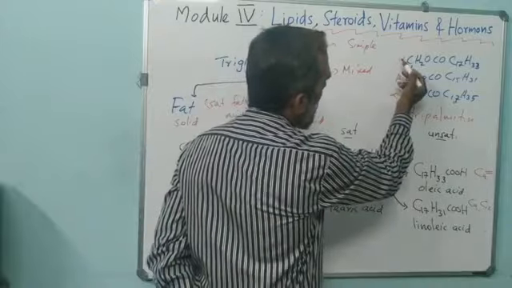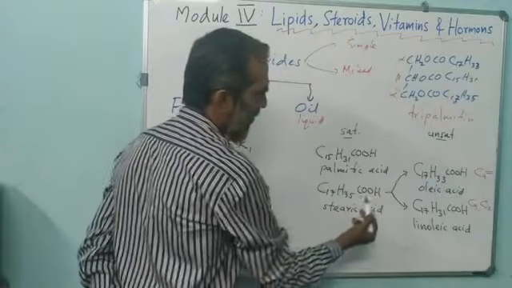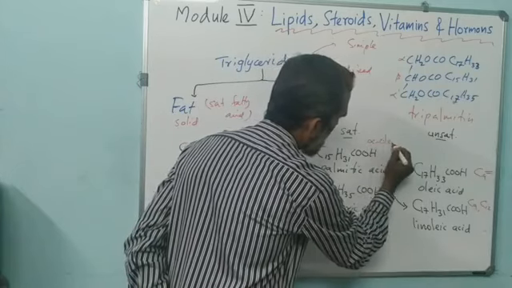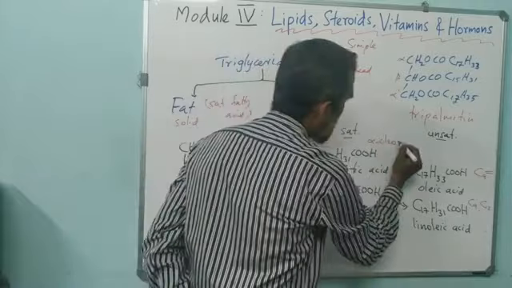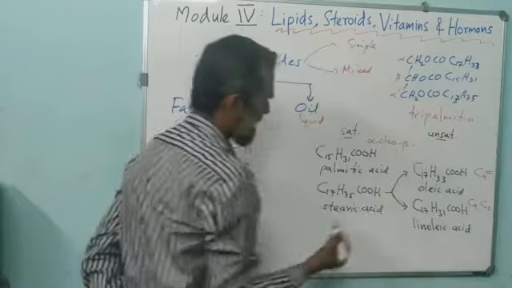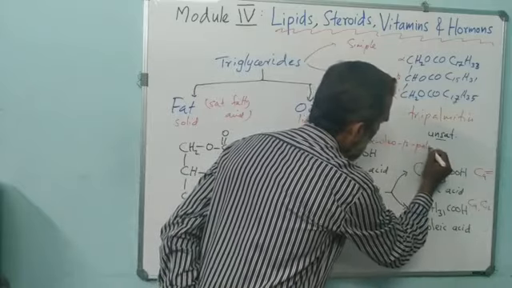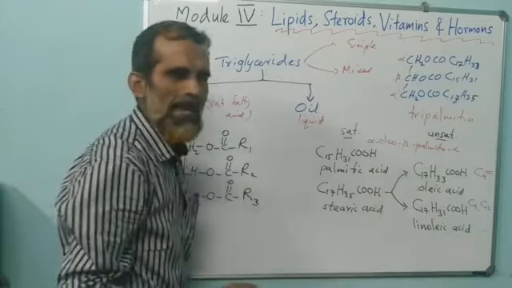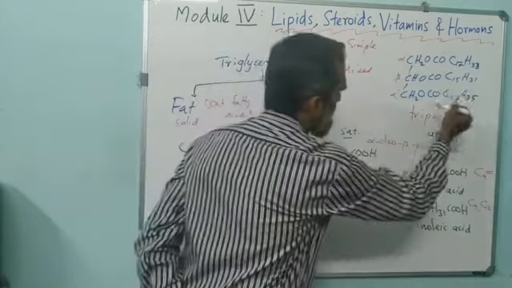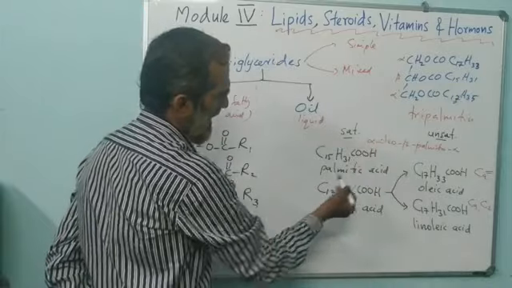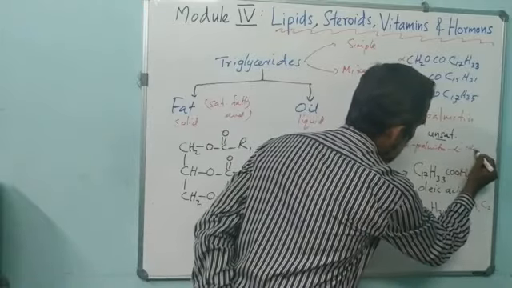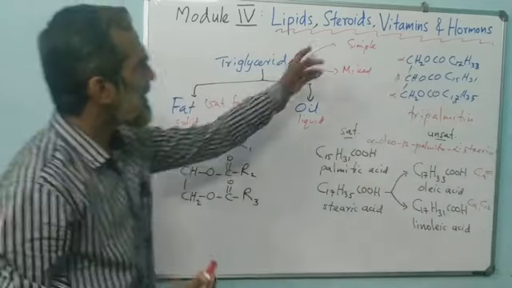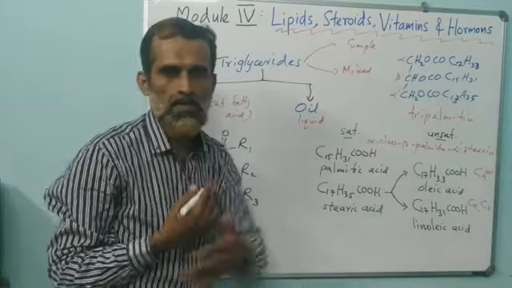So this is named like this. That is alpha. This is what? Oleic acid. So alpha oleo. Then beta, which one? It is palmitic acid. So beta palmito. And finally alpha dash. The name ends with IN. And what is this one? This is stearic acid. So stearine. Alpha dash stearine. That's how it is named. Anyway, these are the two types of triglycerides in another way of classification.